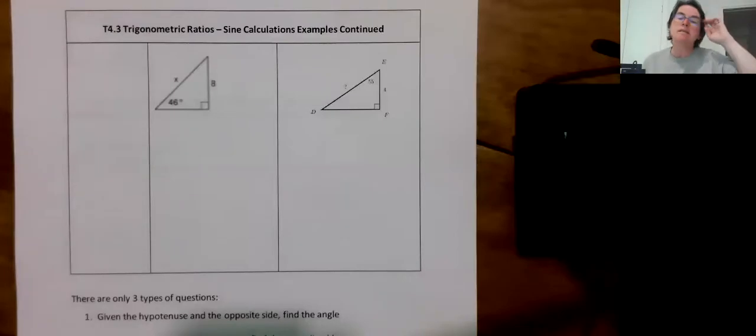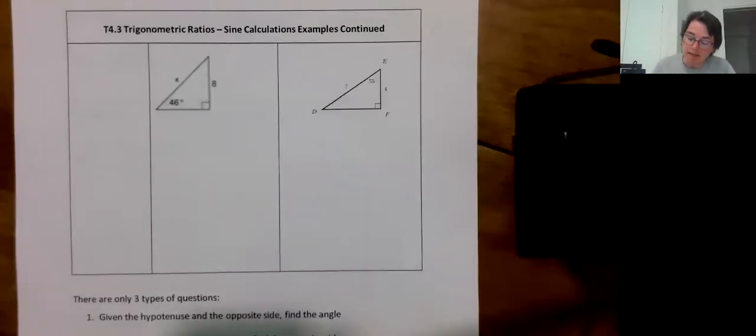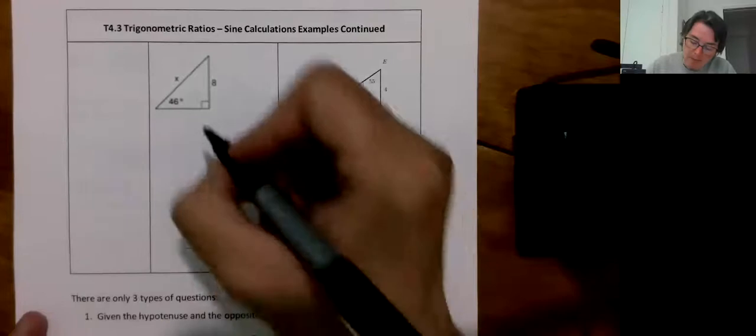All right, this is video T 4.3, and we are finishing up the examples of our sine calculations. There were two in the previous video. This is the third option. Let's see what we got and what we're going to end up with.